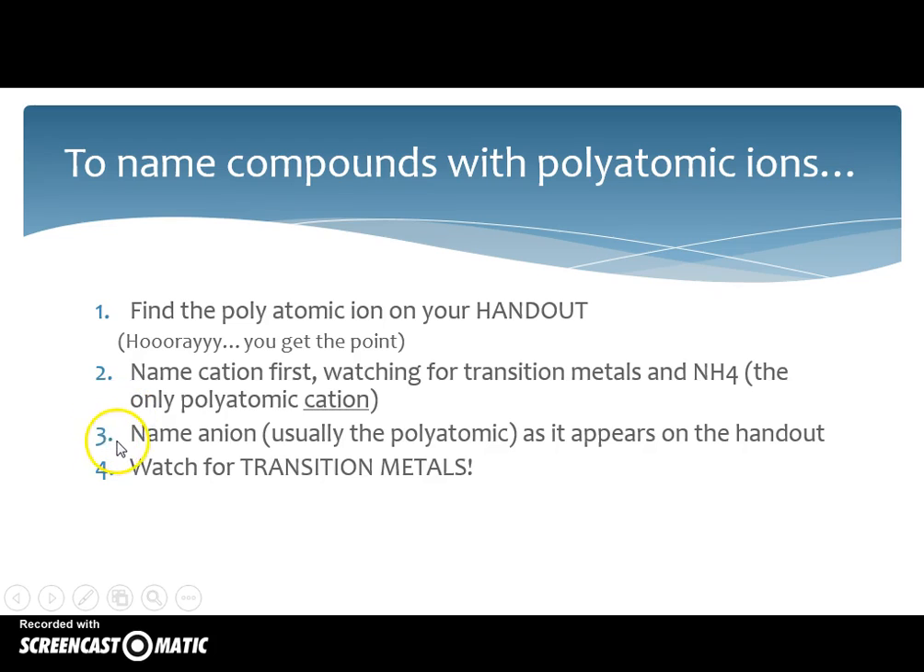The third part then, name the anion. So again, this is usually your polyatomic as it appears in the handout. And then again, just watch for those transition metals. You might need to use Roman numerals.